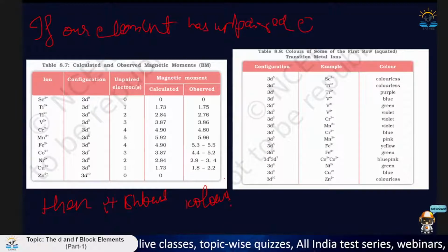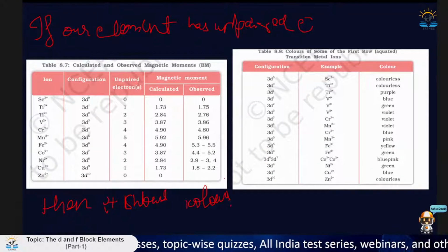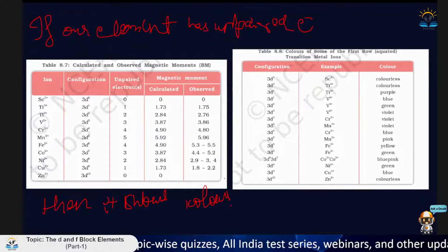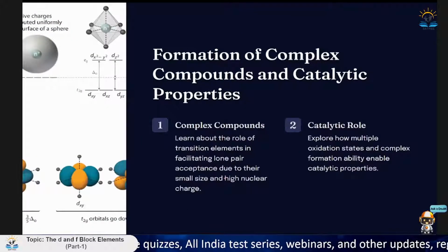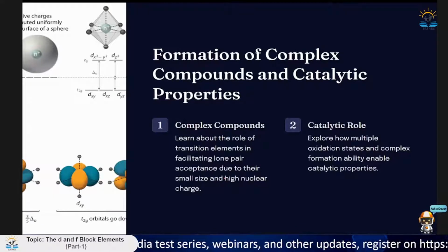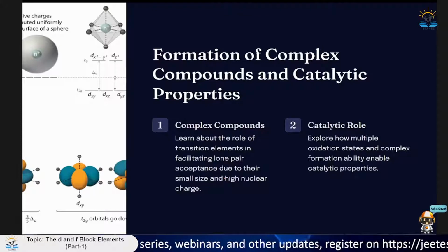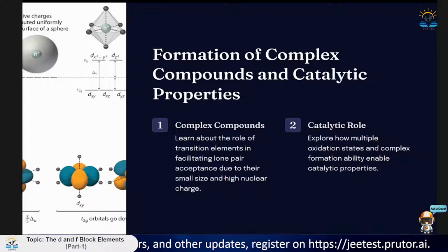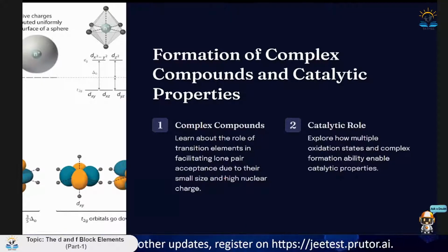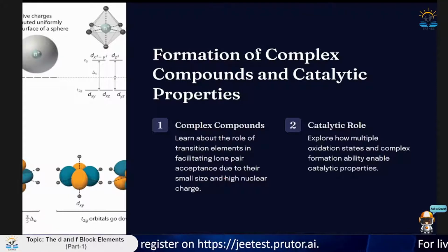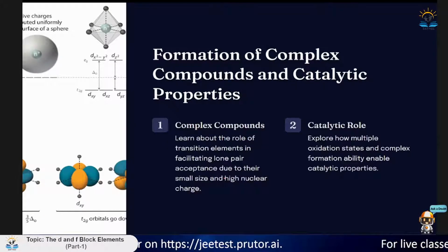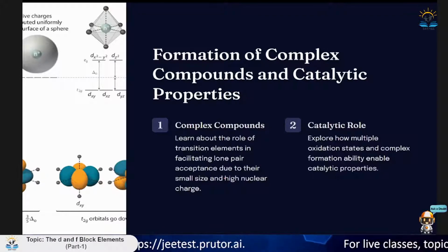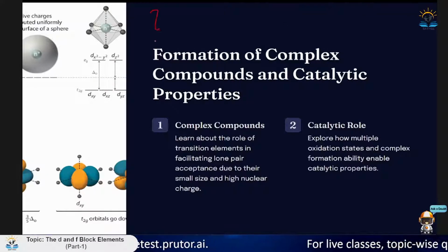But this is how the whole situation works out. Okay. Now, formation of complex compounds is one of the most important properties that we have seen from our D block elements, right? We know that D block elements have a tendency to form complex compounds, and we have seen a lot of complex compounds having chromium or iron or nickel and so on. But why is the question?